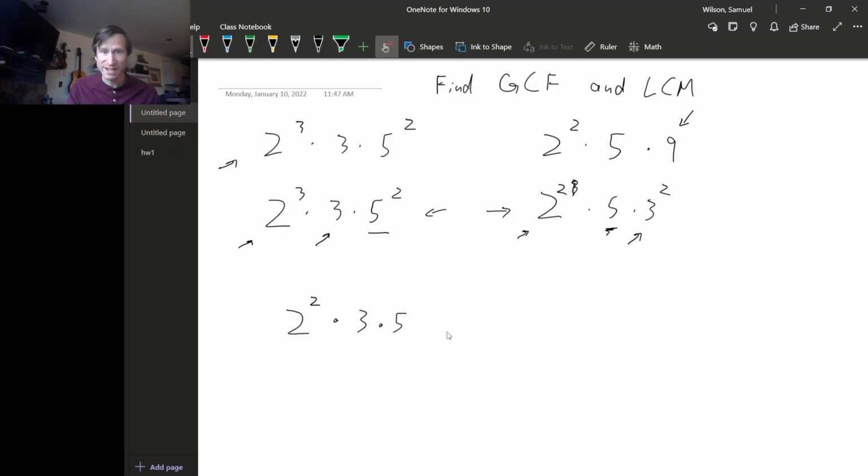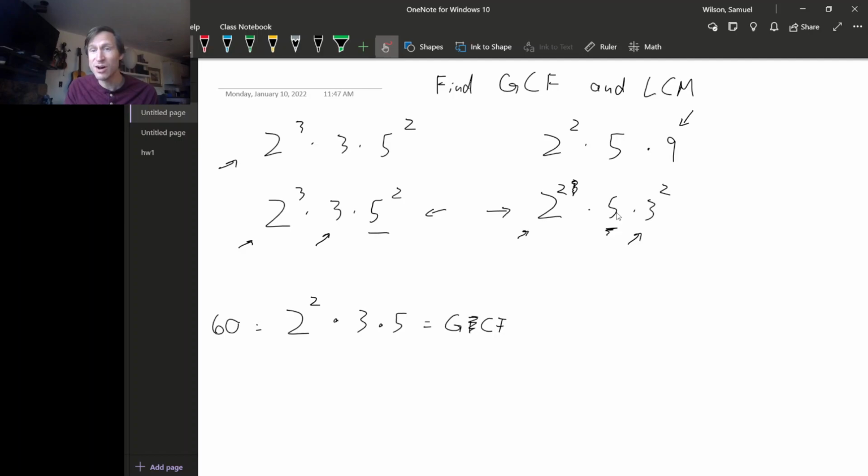So this is all of the factors that these two numbers have in common. So this is the greatest common factor, GCF. So 4 times 3, 12 times 5, 60, turns out. Okay, so what about least common multiple?